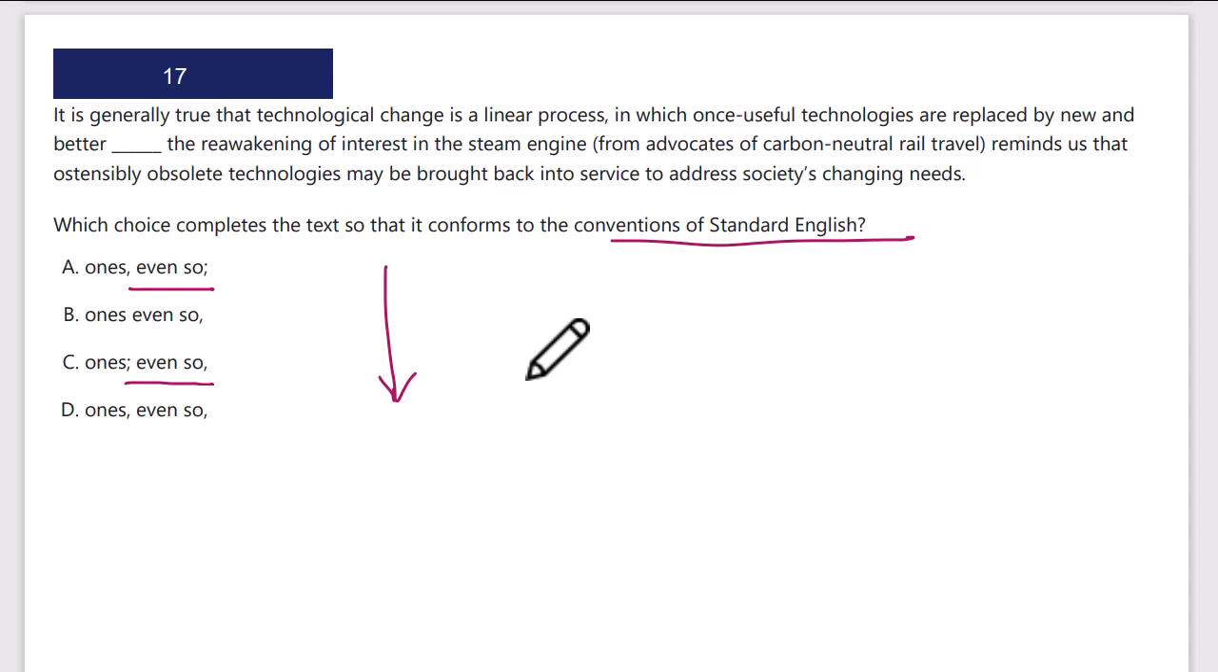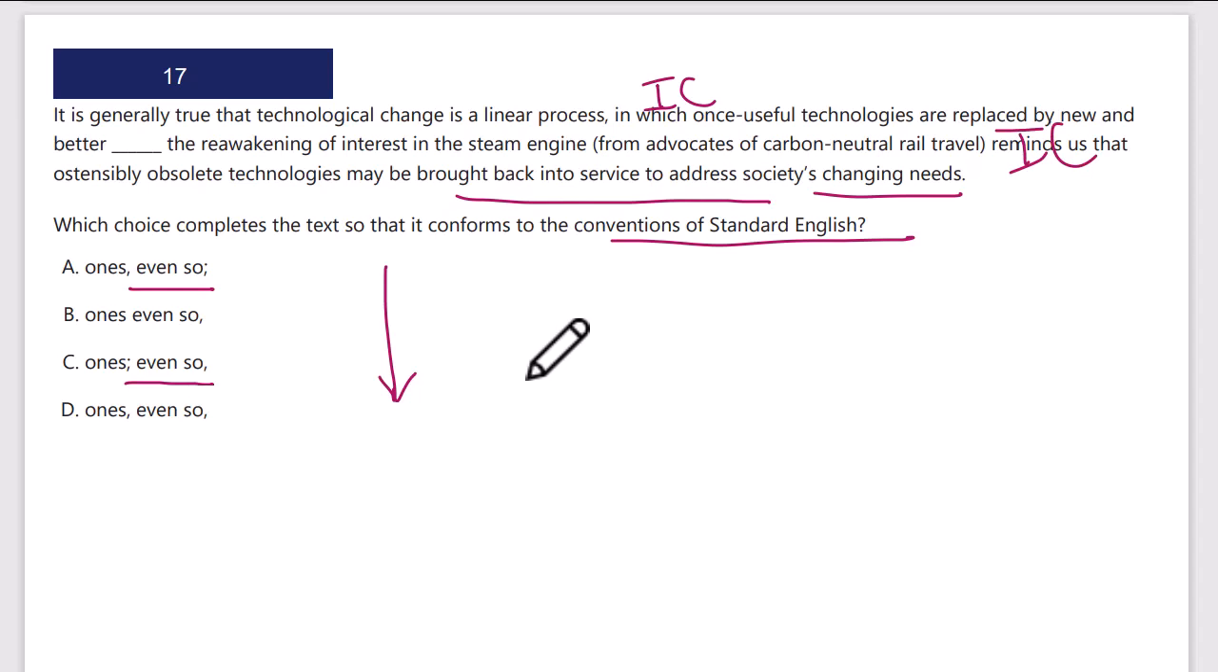It is generally true that technological change is a linear process in which once useful technologies are replaced by new and better ones. Even so, the reawakening of interest in the steam engine from advocates of carbon-neutral rail travel reminds us that ostensibly obsolete technologies may be brought back into service to address society's changing needs. Okay, so it is generally true that change is a linear process in which blah, blah, blah. That's an independent clause up to ones. And then afterward, the reawakening of interest in the steam engine reminds us that ostensibly obsolete technologies may be brought back into service. That's an independent clause after.